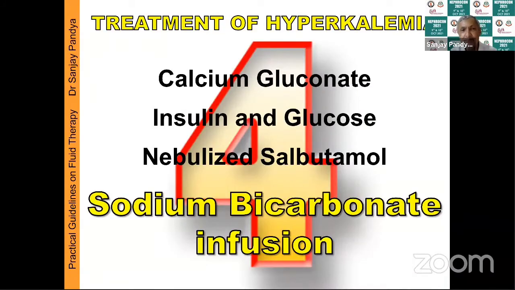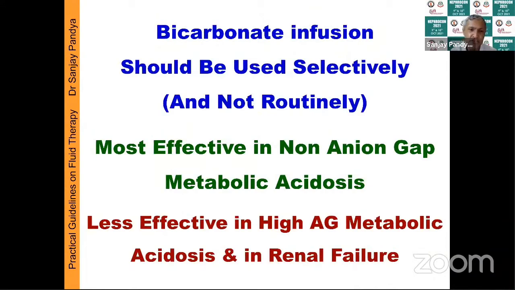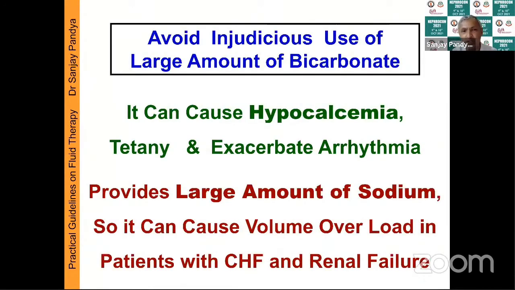Bicarbonate is often used when it is not required, and should be used selectively and not routinely. It is most effective in non-anion gap metabolic acidosis, less effective in high anion gap metabolic acidosis and renal failure. And if there is no metabolic acidosis, don't use this modality. So this is very, very important. Bicarb can lead to complications and therefore should not be used unless it is indicated.